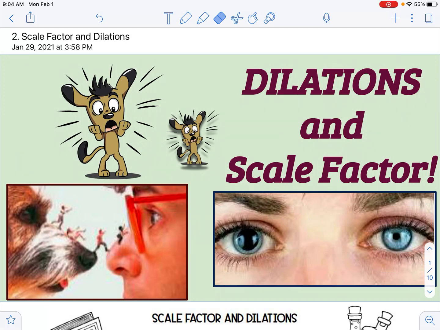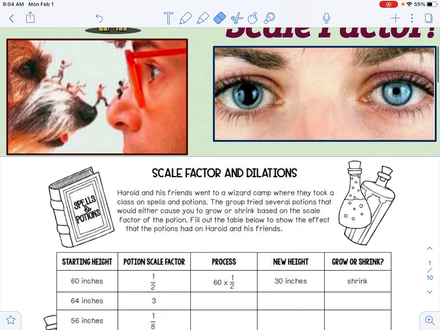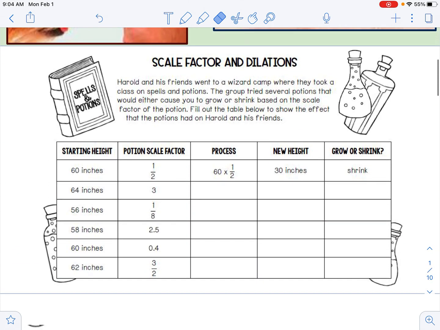I'm going to talk about dilations and scale factor. So we've already talked about the fact that a dilation is something that either gets larger or smaller. So there's a couple pictures of that. You guys have this printable, so just follow along as I go through it with you.